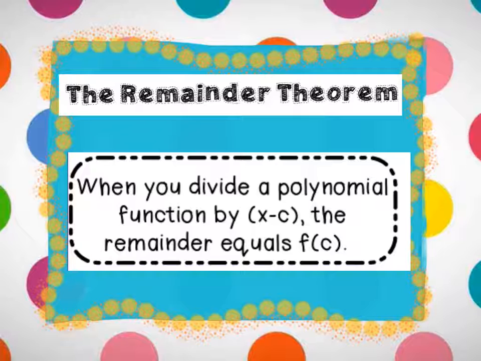Now at this point, without an example, this really doesn't make a whole lot of sense, but what I do want you to notice is that we're dividing a polynomial by a binomial in the form of x minus some constant. This is also the same scenario that we need when we divide synthetically. So keep that thought in mind. Let's take a look at an example.